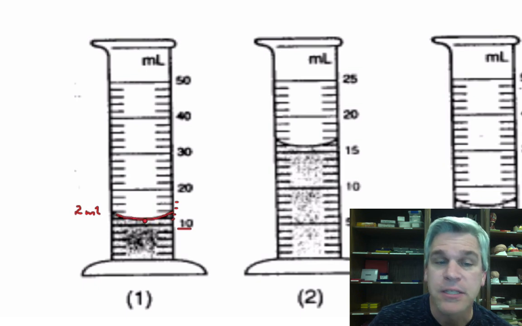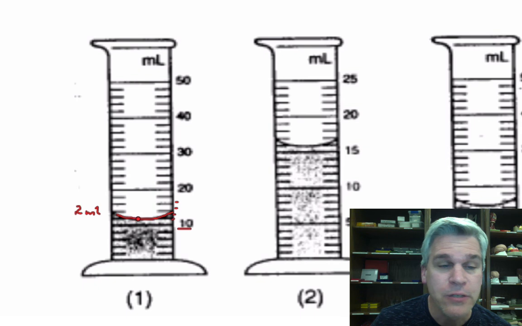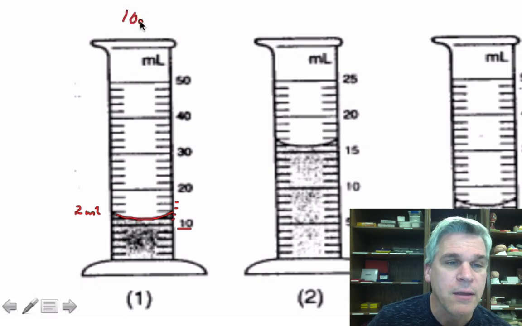We always read the bottom of that curvature. That is called the meniscus. Because if we look at the sides, it looks like it's reading at 10.4 milliliters. So we have to read the bottom of the meniscus, which is saying, oh, that's only 10.2 milliliters.